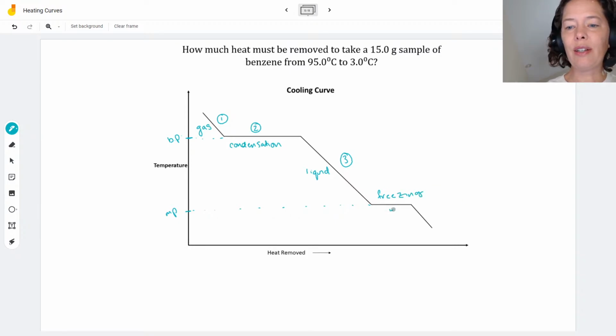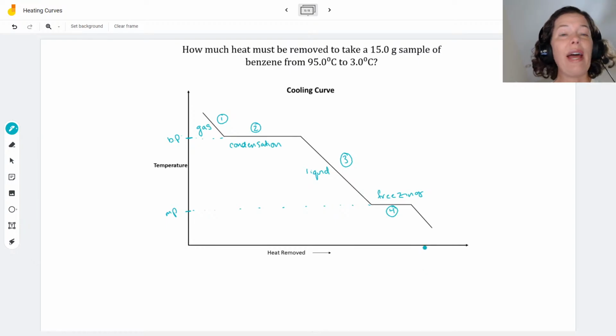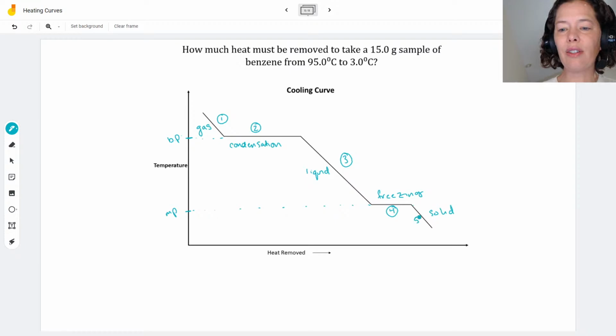Oh, this is section 4. And then depending on how cold we go, you might take the solid at this point and cool it down even farther. And that would be the tail end of the curve. This is section 5.